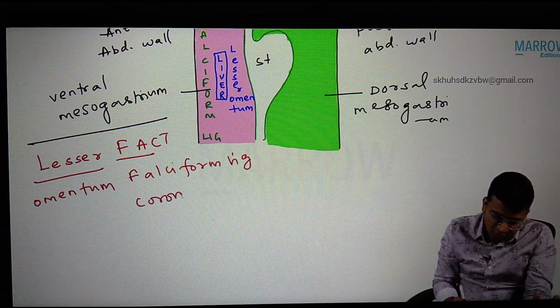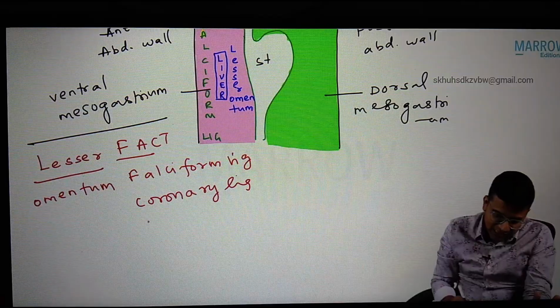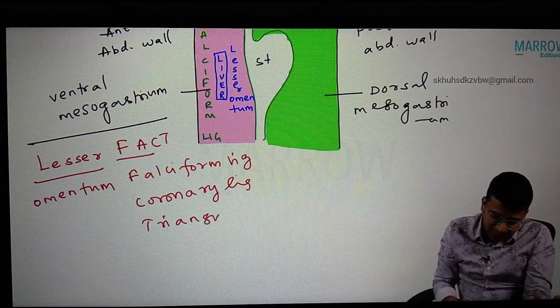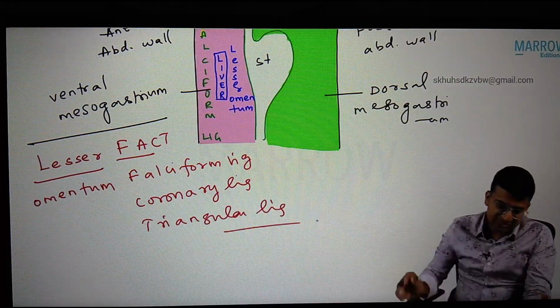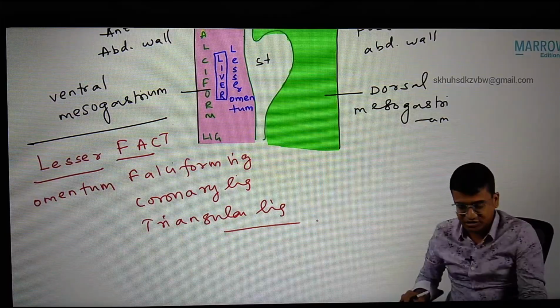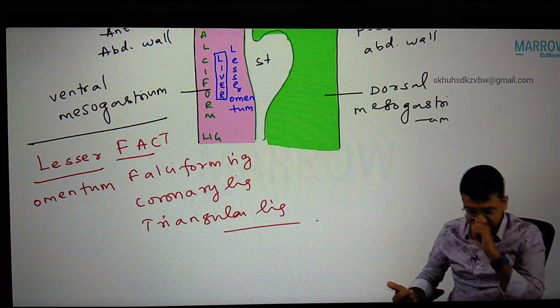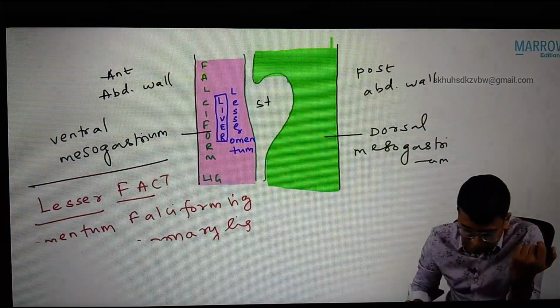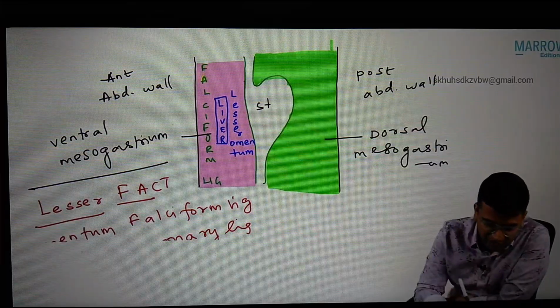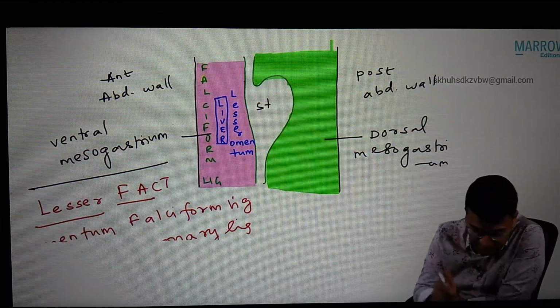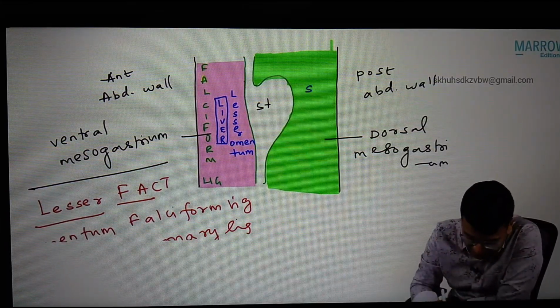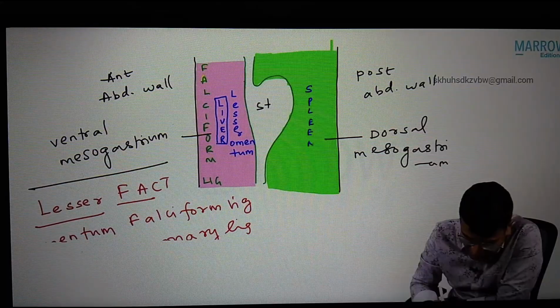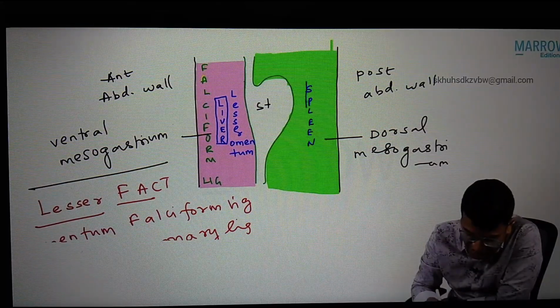CT means coronary ligament and triangular ligament. So these ligaments are coming from the ventral mesogastrium, mnemonic: lesser fat. Now, what about the dorsal mesogastrium, sir? In the dorsal mesogastrium, the spleen is formed. So the spleen is formed in the dorsal mesogastrium.